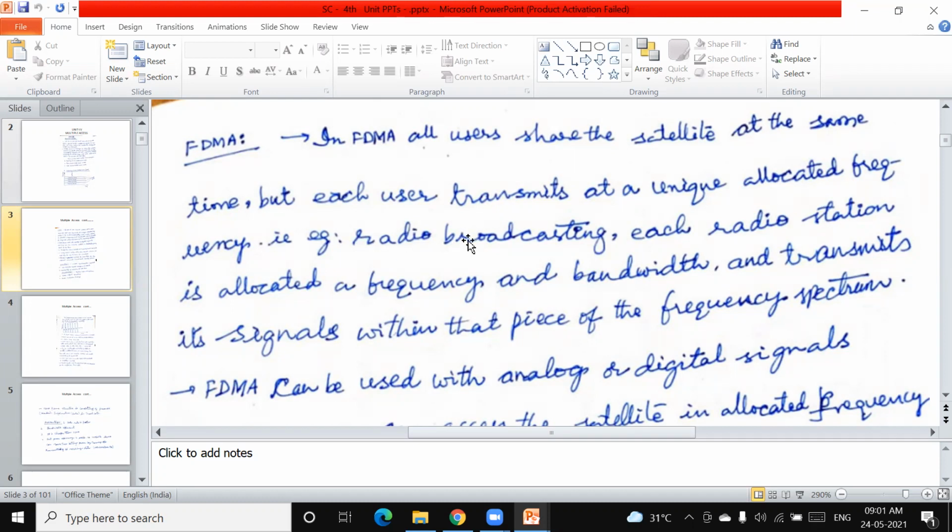For example, take radio broadcasting. You might have seen that a particular frequency is meant for a particular broadcasting station, Vijayawada, Hyderabad, whatever it is. You need to tune to that particular frequency, but at any time you can access it. Similarly here also, it is the same.